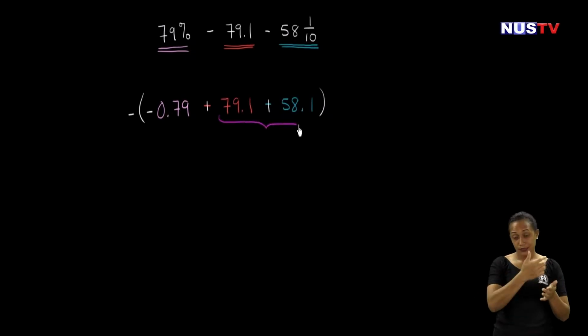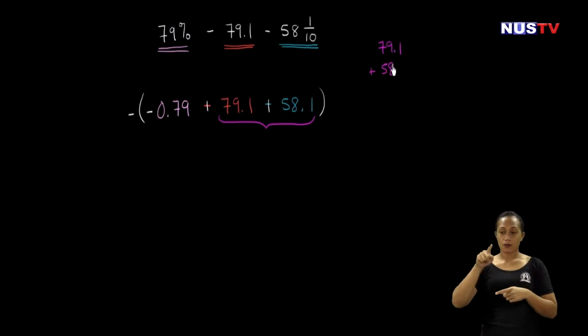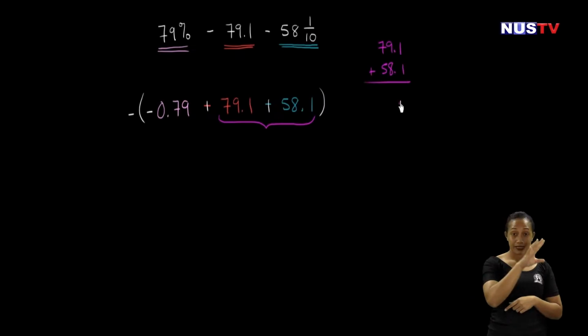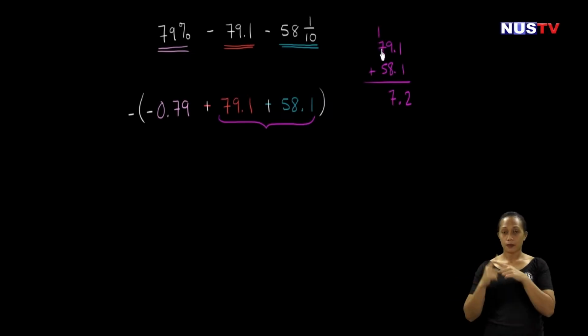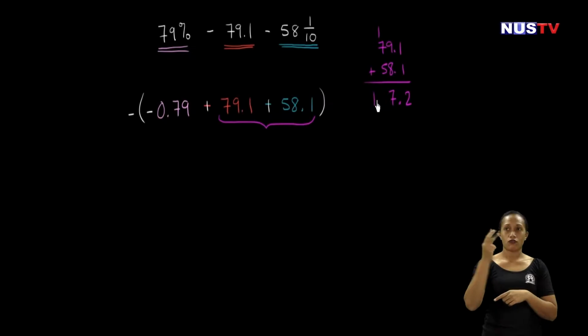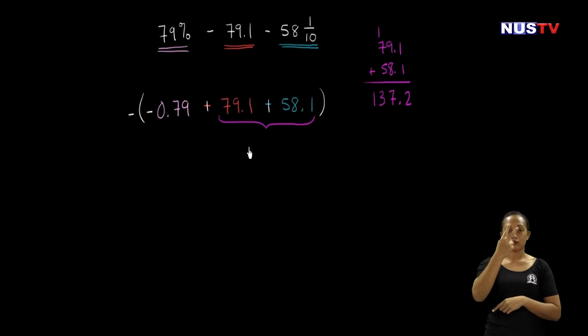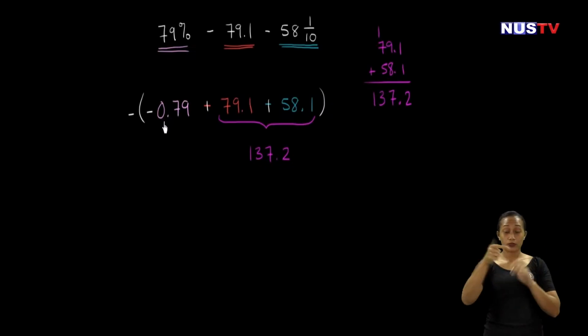Let's add 79.1 plus 58.1. So a tenth plus a tenth is 2/10. 9 plus 8 is 17, so that's 7 ones and 1 ten. So 1 ten plus 7 tens gets us to 8 tens, plus 5 tens gets us to 13 tens, or 130. So we have 137.2 is this part right over here. And then from that, adding a negative 0.79 is the equivalent of subtracting 0.79.